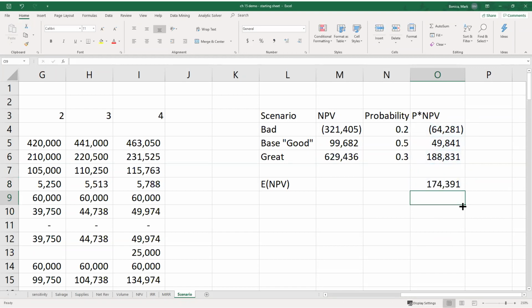So my expected NPV from this project, based on our scenario analysis, would be 174,000. So if we have an expected NPV of 174,000, is this project a go or a no-go, just from an NPV analysis perspective? Good, go, right? Because what's the rule? Good. You want to have an NPV greater than 0. All right.